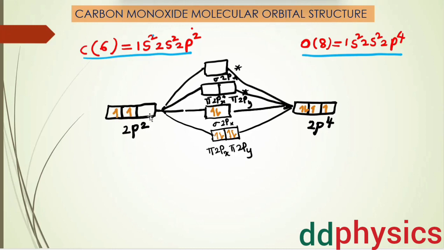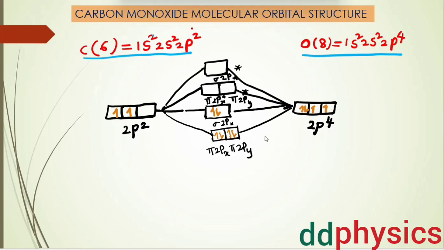According to Hund's rule, we distribute electrons like this, single electrons. And for 2p4 from the oxygen atom, we distribute 4 electrons. According to Hund's rule, the first orbital gets 2 electrons and the next 2 orbitals get single electrons each.